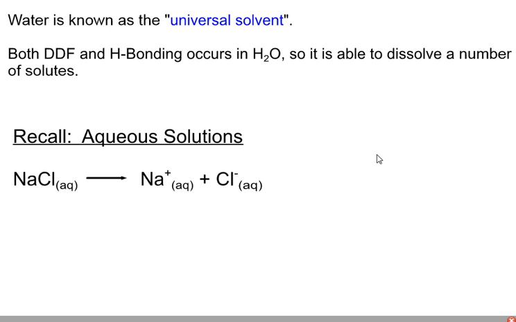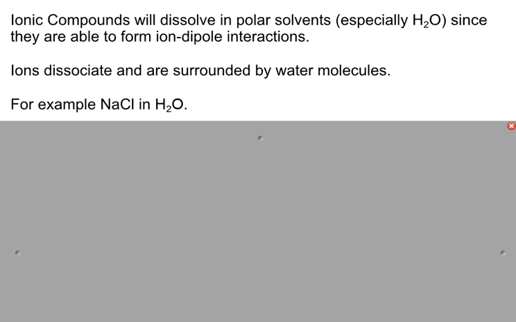So remember again, when we looked at aqueous solutions, we can write aqueous solutions like this, with the little aq as a subscript, or we can write it like this, which basically means it's dissolved into its ions. So when something dissolves in water, it actually does break up into its ions, just like NaCl does in this example. So remember that, and have a look over here. It says here, ionic compounds will dissolve in polar solvents, especially in water, since they're able to form ion-dipole interactions. So ions will dissociate and are surrounded by water molecules. So this is an example of why NaCl can dissolve in H2O.